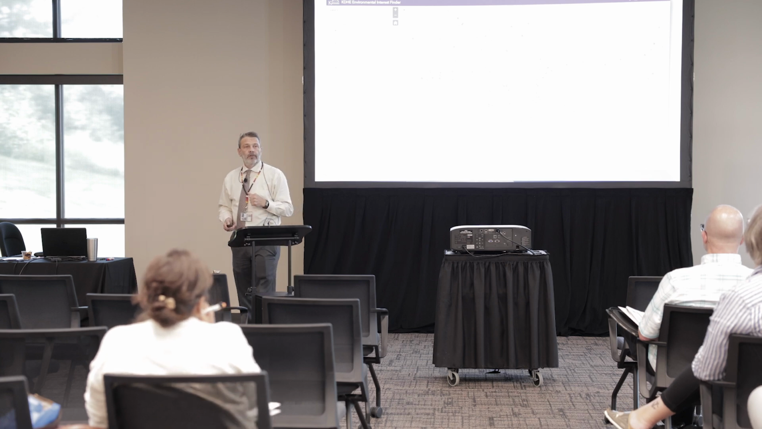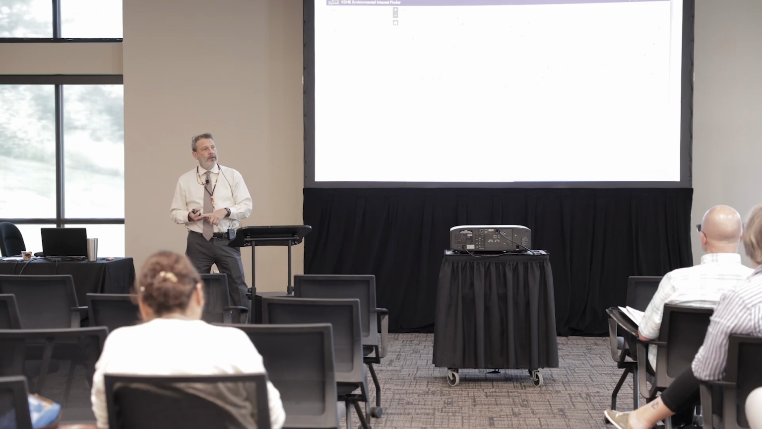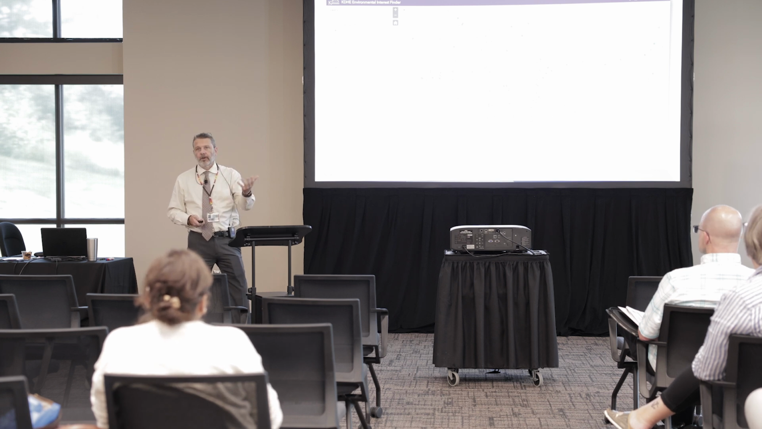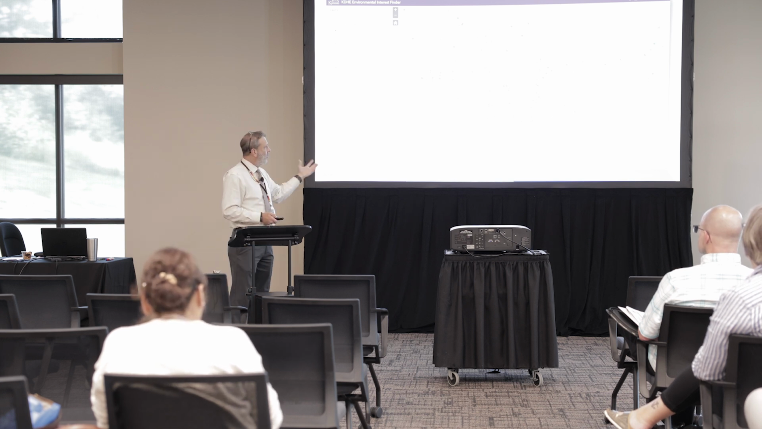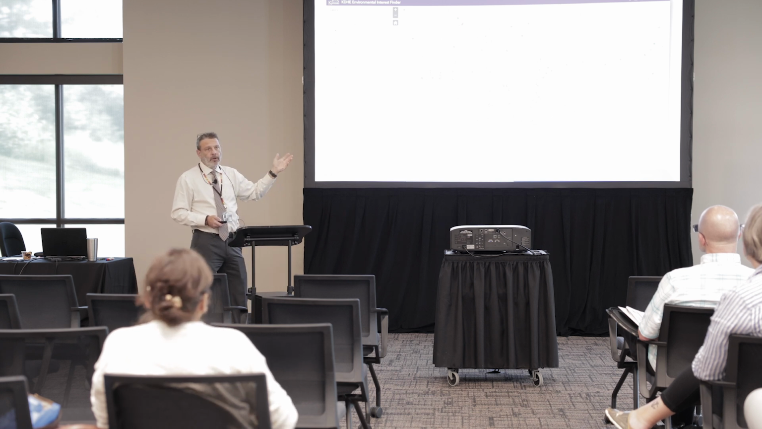The Division of Environment also has this website. They plot environmental issues around the state, whether it's a Superfund site or a leaking underground storage tank or a place where they used to have dry cleaning supplies, things that are considered environmental hazards. They're mapped throughout the state. If anybody was ever interested in looking at what's going on in their neighborhood or their community, they can go here and see it. It's publicly available.